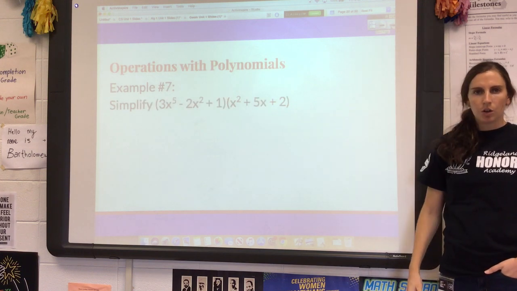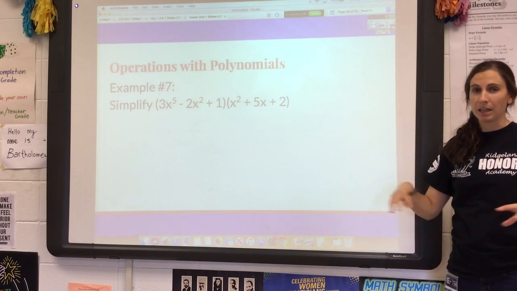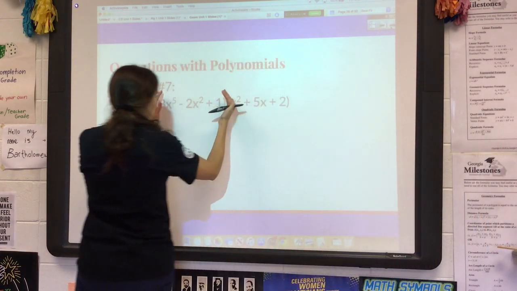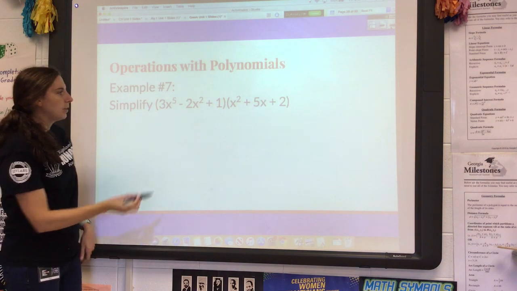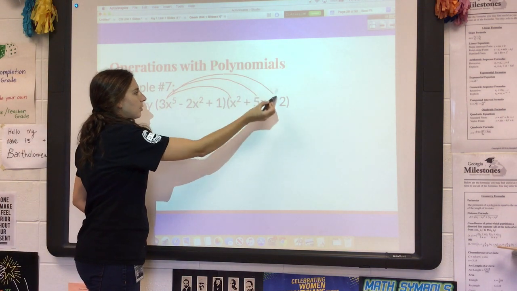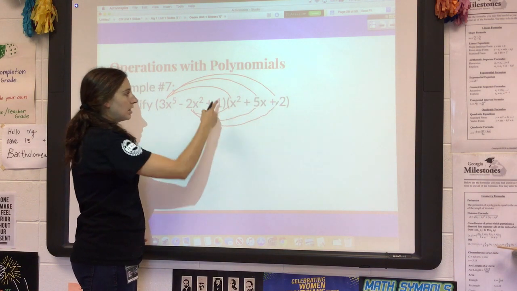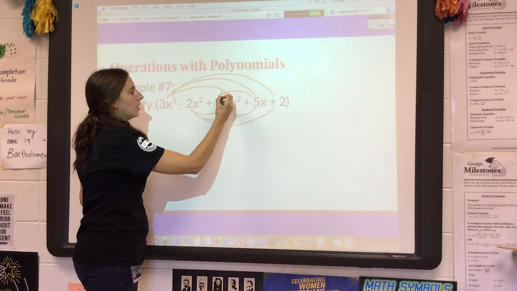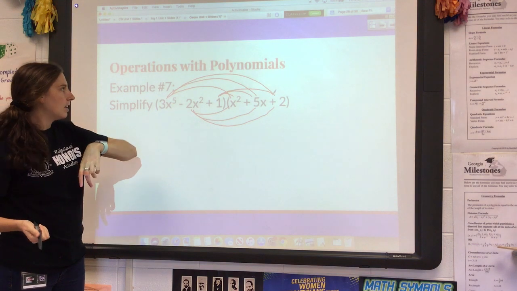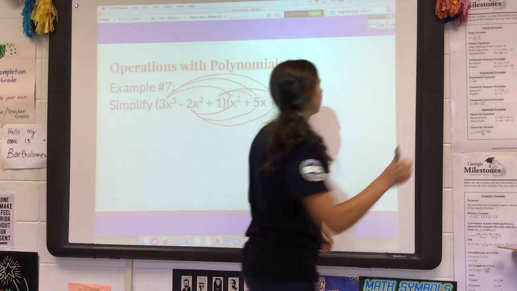I won't make you do this whole problem, but I just want to show you that the whole distributing thing works no matter how many terms you have. So like on a problem like this, a trinomial times a trinomial, I would need to distribute this to every term over there. I would need to distribute this to every term over there. And I would need to distribute the 1 to every term over there. I would end up with like 9 terms that I would have to add together. We won't go through that, but just wanted to show you that you can if you want to.